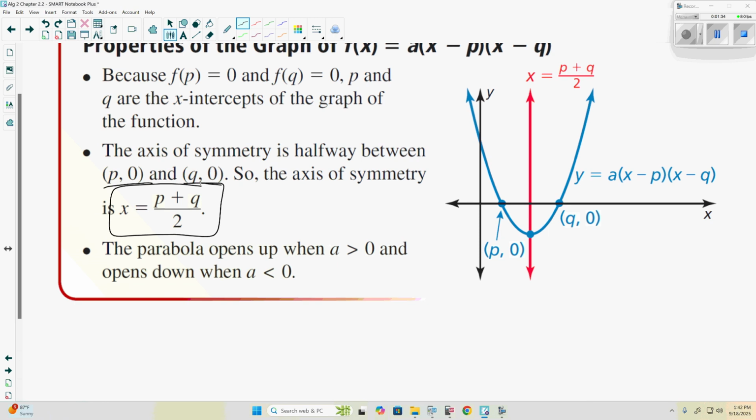And the vertex is going to be the point p plus q over 2, comma, f of p plus q over 2. That's the point of our vertex, because once we find the values of p and q, we can plug them into these two equations and we get everything we need. Is that p plus q over 2? Yes.